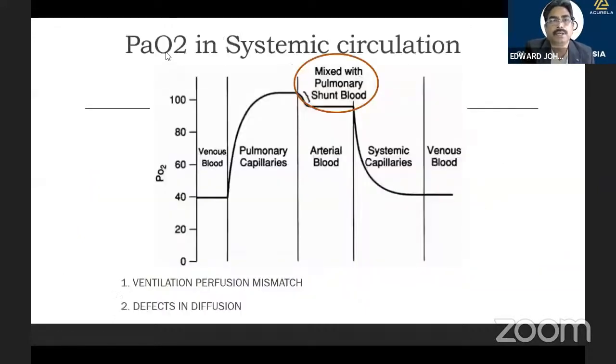So coming to the PaO2, that is the partial pressure of oxygen in the systemic circulation, when it goes from the pulmonary capillaries to the arterial blood, there is a fall in the partial pressure of oxygen. This is due to the mixed venous oxygen saturation and also the shunt factor.